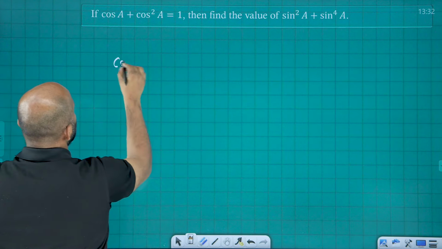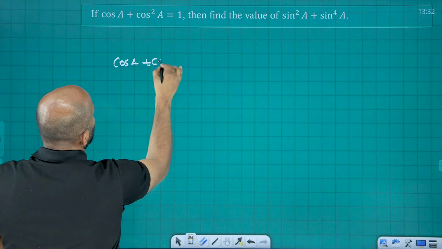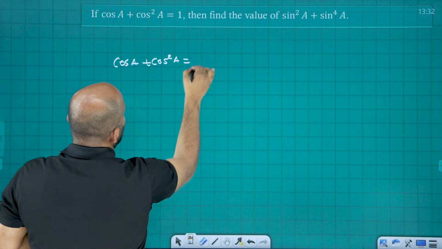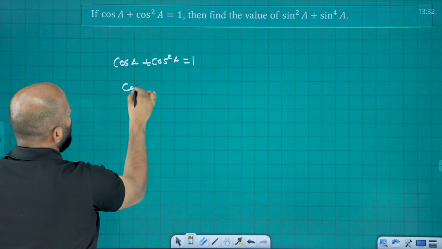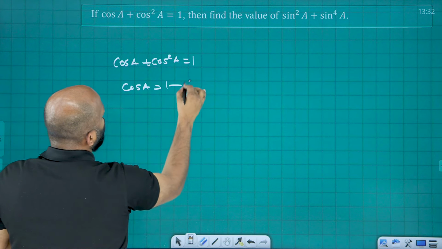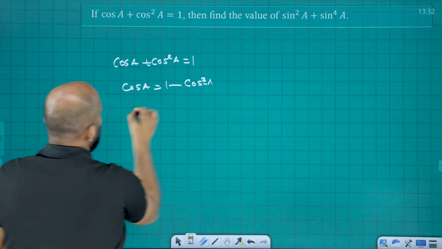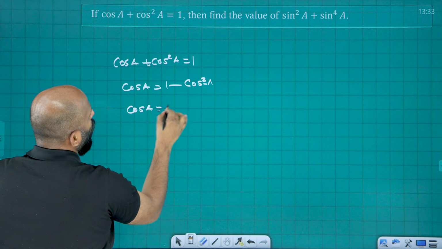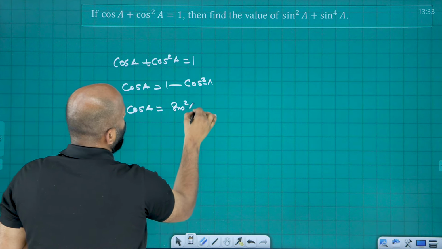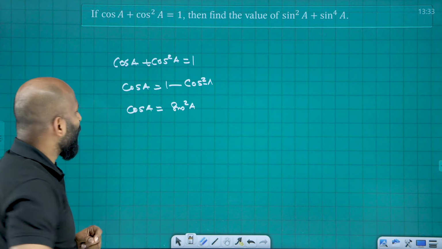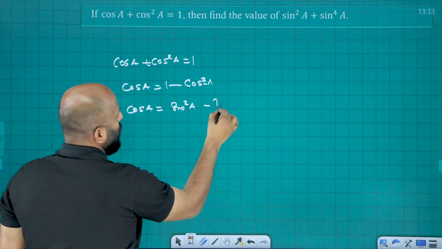So here cos a plus cos square a is equal to 1. Same, we can take cos square to the right side. Cos a is equal to 1 minus cos square a. Then cos a is equal to sin square a. This will be equation number 1.